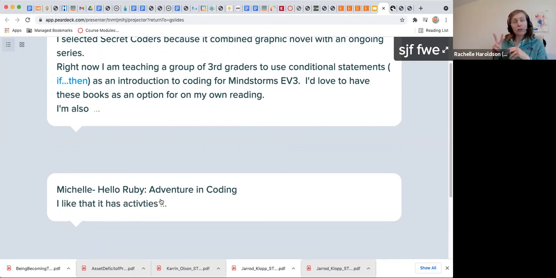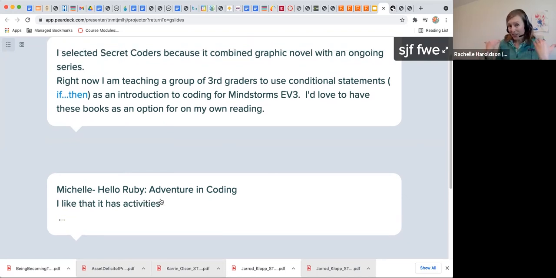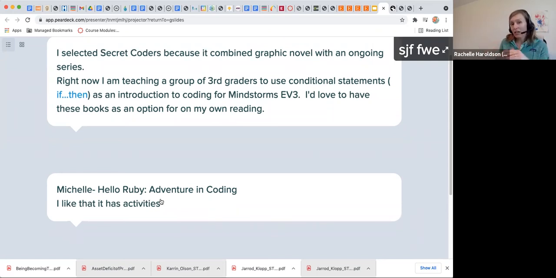There are 2 other books, Expedition in the Internet, and I'm blanking on the other book. And those all actually cover all of the computer science practices. They don't all cover computational thinking, but they all cover computer science practices. So that's really great. Yeah, and it has activities in the end. It does have really great activities.